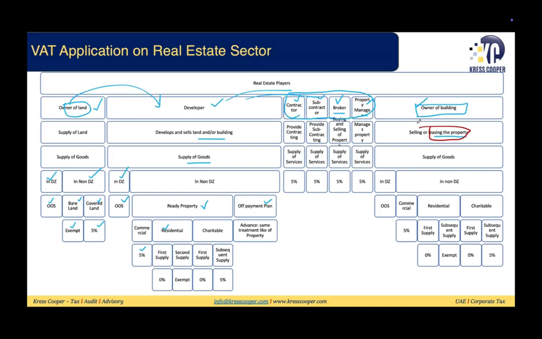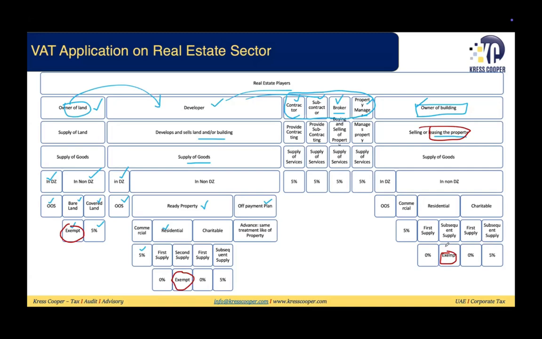So wherever the supply is straightforward 5% or 0%, you will be able to claim 100% input tax. Wherever the supply is exempt, your input tax will be blocked. Whenever you are supplying bare land in the non-designated zone, in the mainland or in a free zone, your input tax will be blocked.